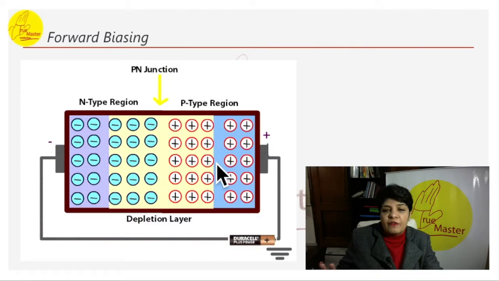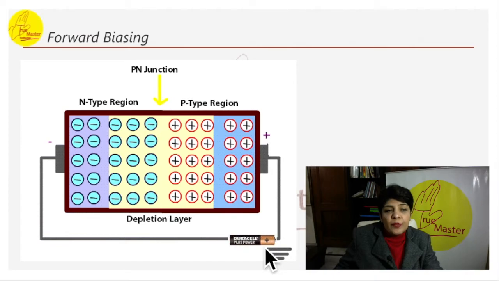Initially, when the PN diffusion occurred, a potential difference was created across the junction, right? There was a potential here, and this was called the potential barrier. A barrier was created here. The direction of the barrier created here and the potential from the battery are opposite.